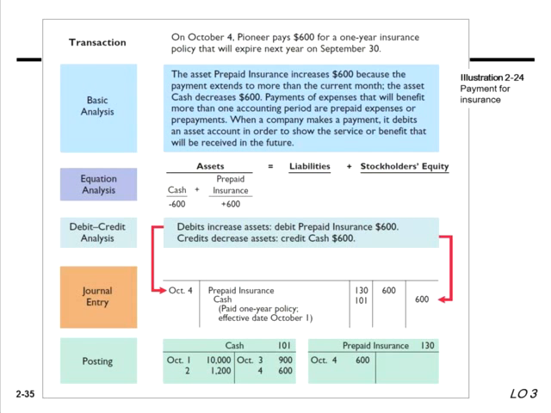So what we have here is this asset, prepaid insurance, going up and cash going down by the same amount. So that word pays or paid always tells us that cash is going out. So we're going to debit prepaid insurance for $600 and credit cash for $600.